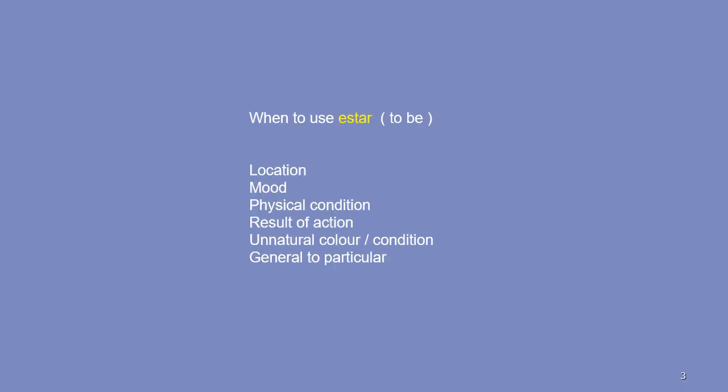So when to use the verb estar, to be? With a location, a mood, a physical condition, a result of an action, an unnatural color or condition, or something general or something particular.